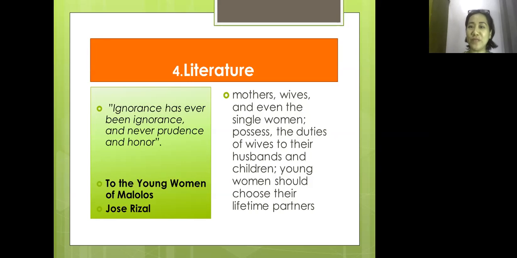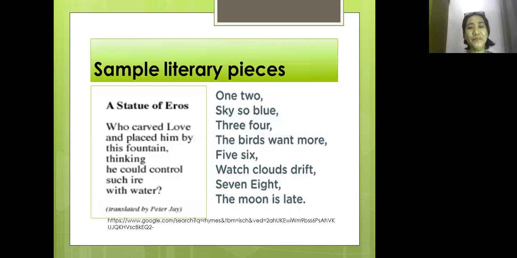They should be in control of whom they marry because we all know that 80 or 90% of our decisions as women will be coming from our lifetime partners. So you should think about that. So this is a very nice literary piece from Rizal, The Women of Malolos. Okay, also here I like this one, A Statue of Eros. It's entitled A Statue of Eros, who carved love and placed him by his fountain, thinking he could control such ire with water.